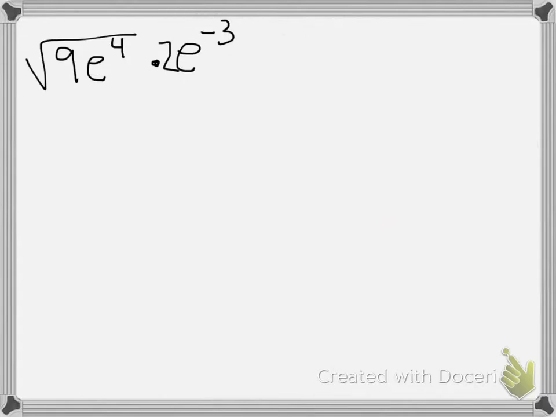So that's simplified. Some of these problems are going to be really unusual. When we look at this next problem right here, we have a square root. So you're just going to kind of think a little bit about this. What is the square root of 9? Well, it's 3. What is the square root of e to the fourth power? Well, e to the fourth power comes from e squared. So the square root of 9e to the fourth is 3e squared. So we've simplified that part and made an easier problem.